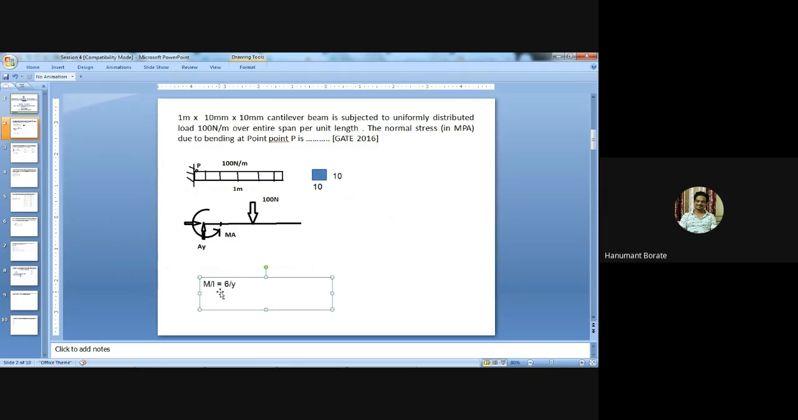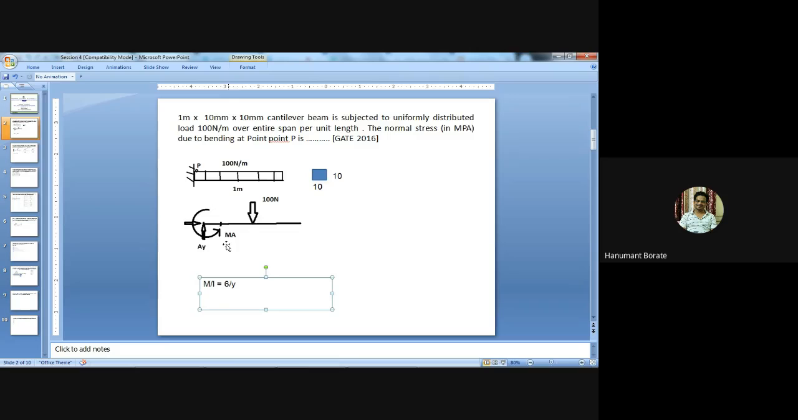So to calculate the bending stress, sigma, we should know the value of the maximum bending moment, the moment of inertia, and the extreme fiber distance. Here point P is at the top fiber, and Y is the distance from the neutral axis. Here the neutral axis is at the center, so at a distance of 5 mm. So Y equals 5 mm.